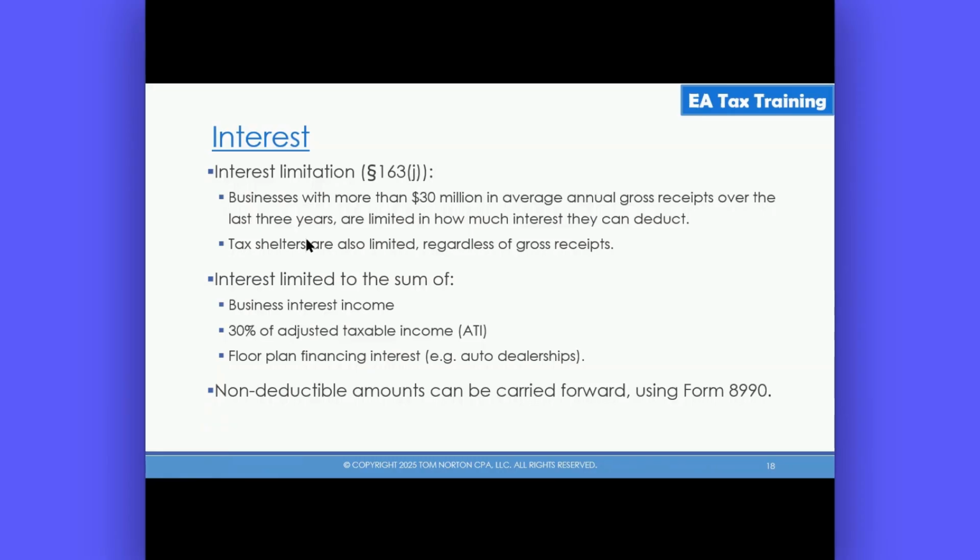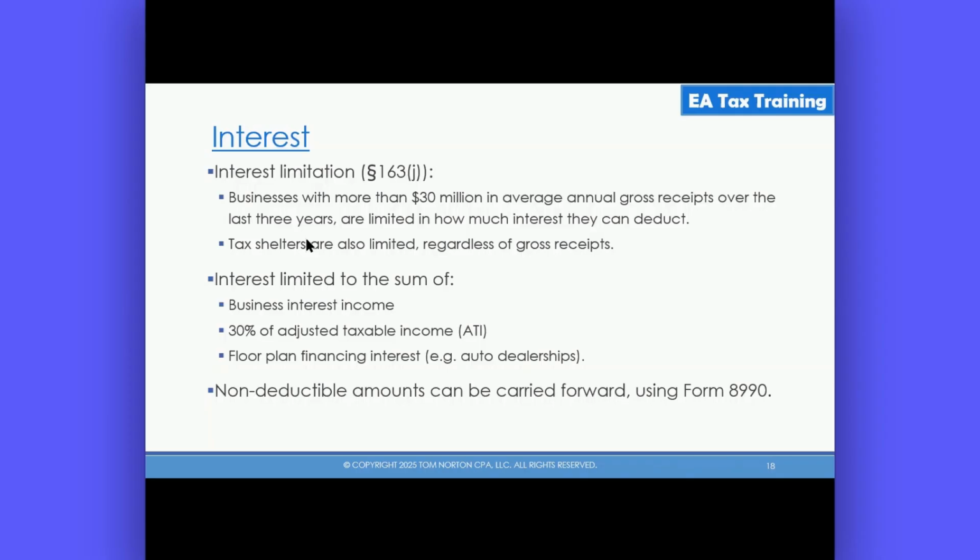The amount of interest that you can deduct is limited to the sum of these three things: your business interest income, 30% of your adjusted taxable income, and floor plan financing interest. Floor plan financing interest is something that relates to auto dealerships and similar businesses. So for the exam, just remember it is the sum of those three things: the interest income, 30% of adjusted taxable income, and the floor plan financing interest.